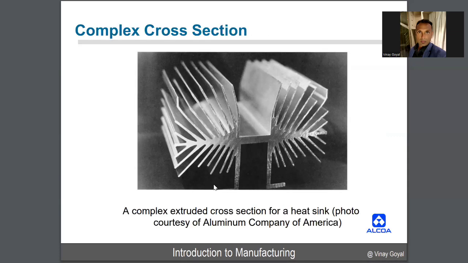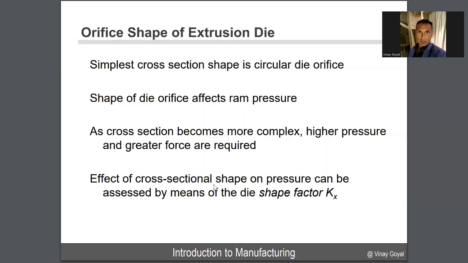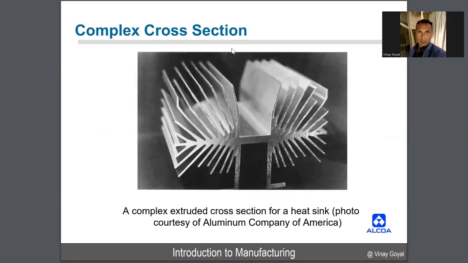Now here's a complex cross-section that was extruded. And you can see here, this was used for heat sink. The orifice shape of extrusion die, we covered that already. And here, you probably have an extrusion die shape that was very complex for that.